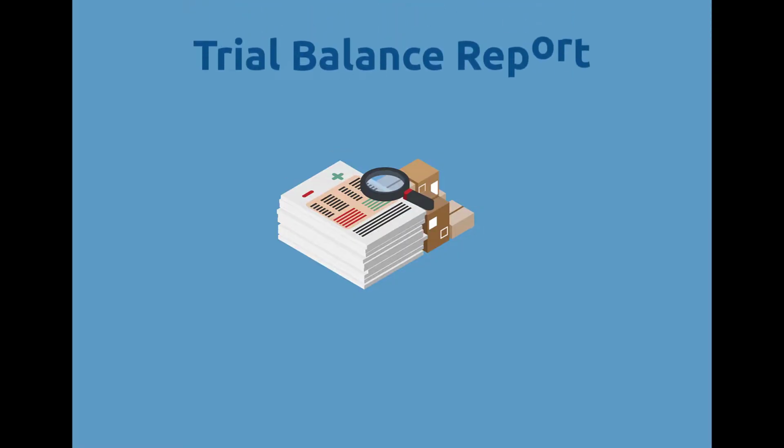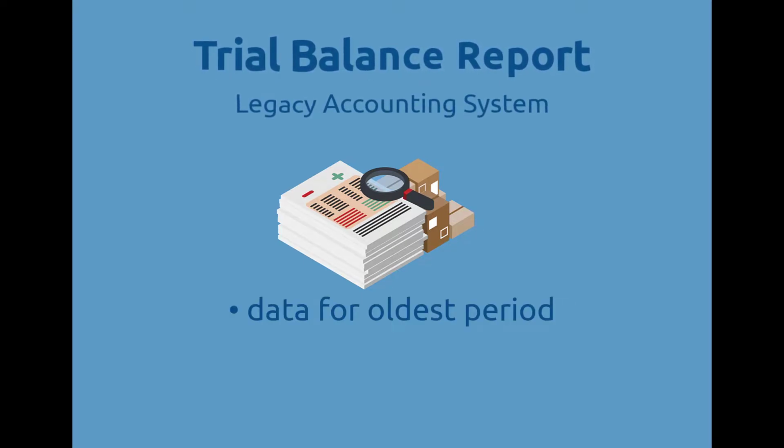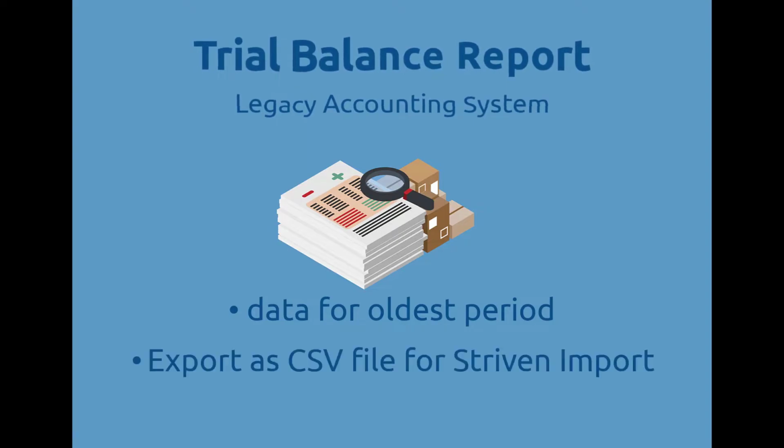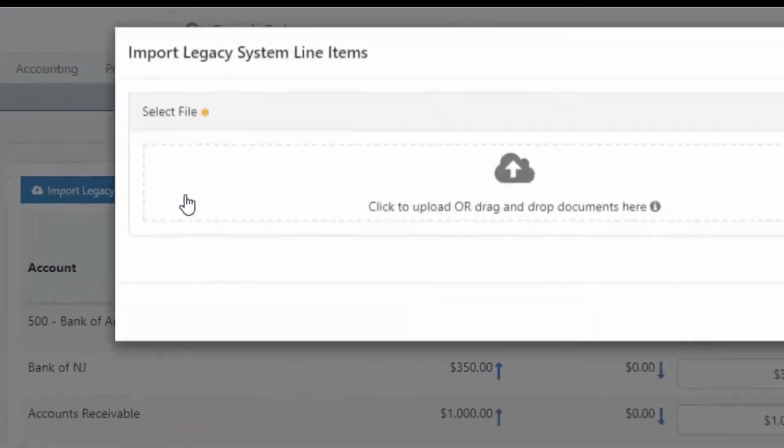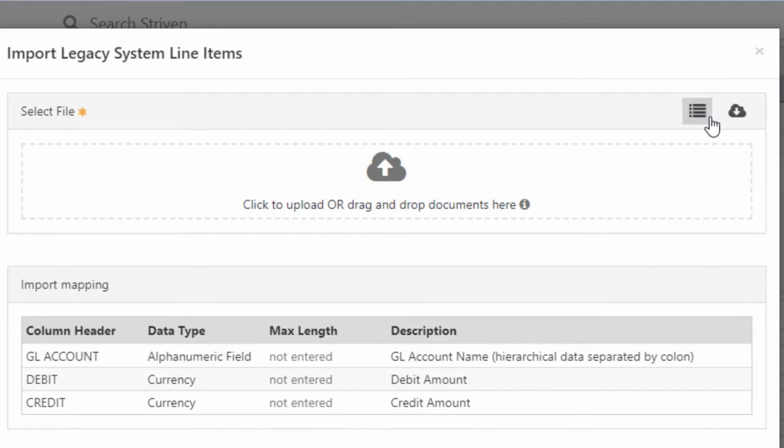Once the preliminary steps are completed, you'll want to run a trial balance report in your legacy accounting system of the oldest period you want to enter the data for, and then export that data into a CSV file to use for import instead of manually entering the amounts for each account for the next step of the process. Luckily, this new migration tool has a built-in import option for this purpose.